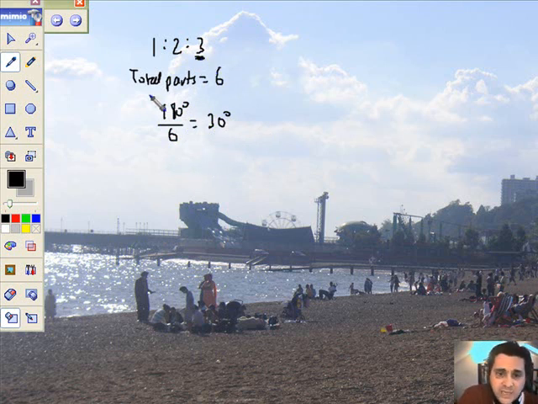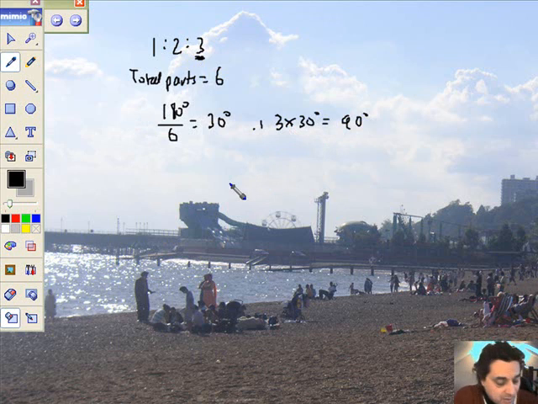The largest angle is represented by that 3 in the ratio. Therefore, 3 times 30 degrees is going to be 90 degrees, and that's obviously a right angled triangle. What sort of triangle is it? Part 2, right angled triangle, let's say so.